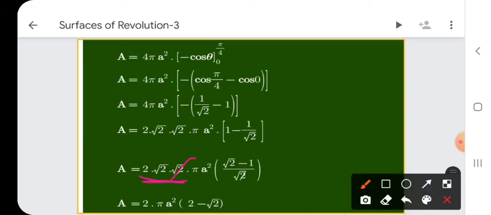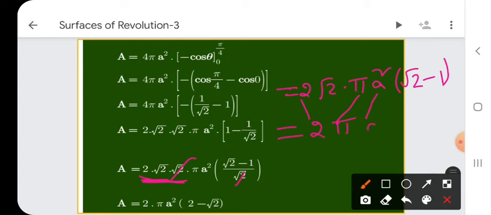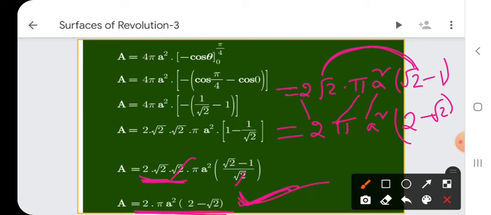What answer do we get here? See here, after root 2 cancels, what is the remaining term? 2 root 2 pi a square into root 2 minus 1, okay, equals, I write 2 pi a square only. Here I multiplied these two terms, root 2 into root 2 minus 1. Now tell me, root 2 into root 2 is 2, minus 1 into root 2 is root 2. I write this only here. This is the area of the given solid, 2 pi a square into 2 minus root 2.